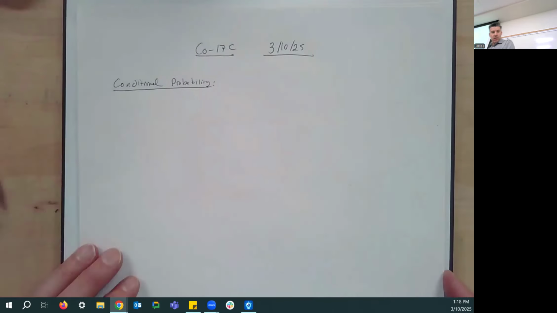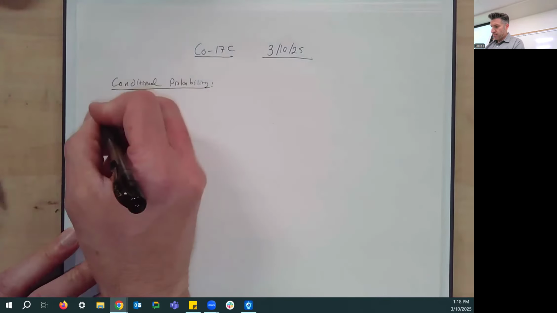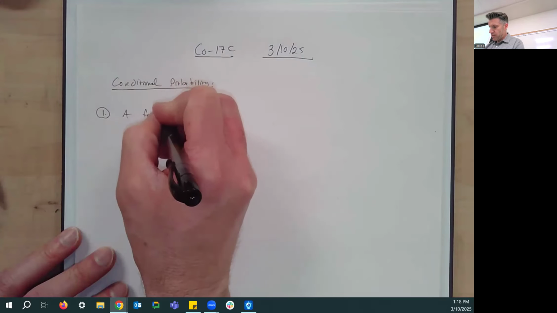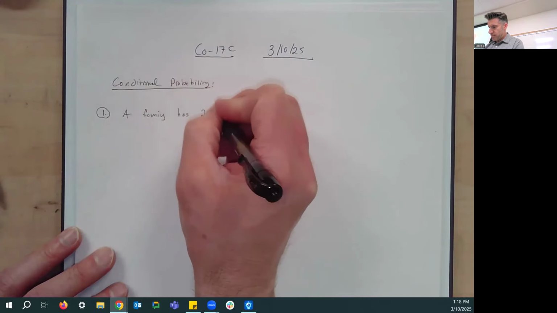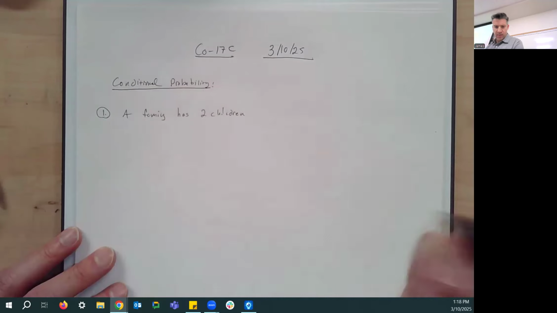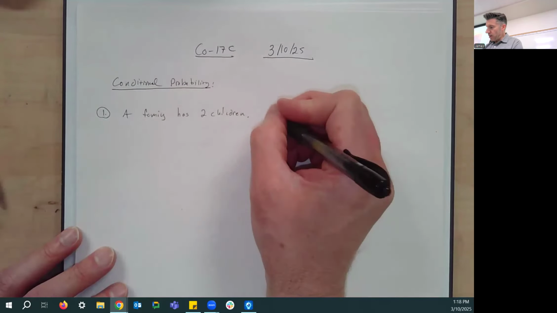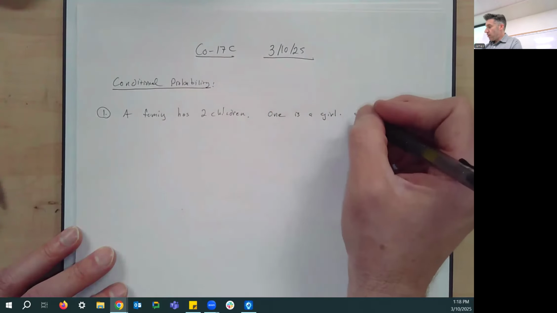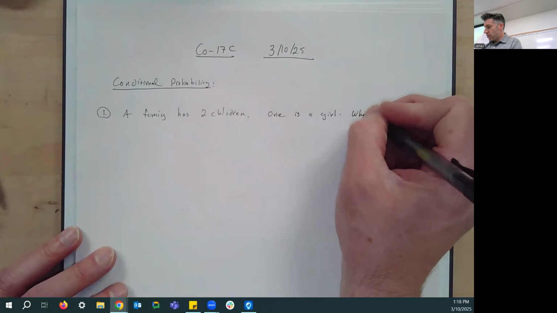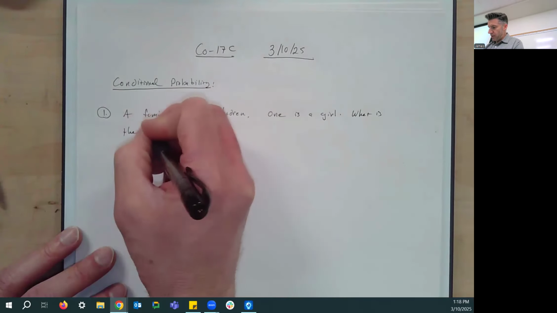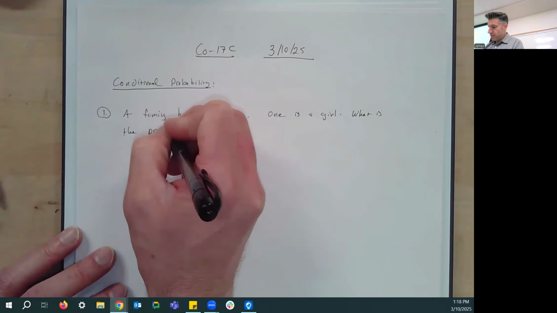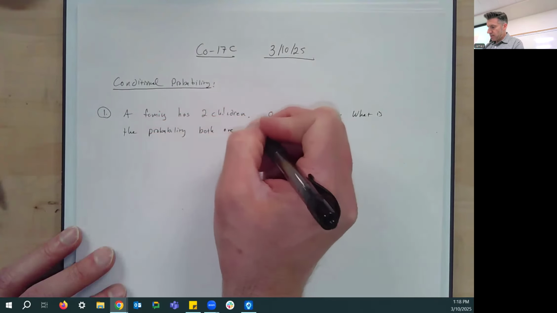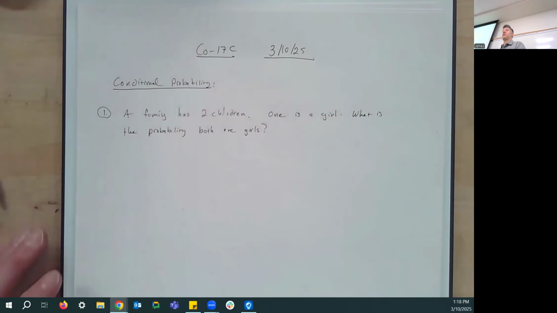So some examples. A family has 2 children. One of them is a girl. What is the probability that both are girls? It might seem like the answer is 1/2.